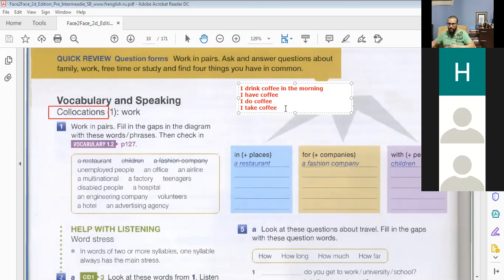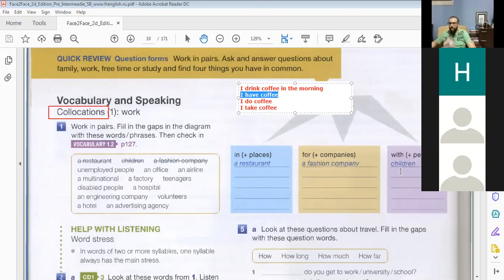And who thinks other answers? Who has another answer? What do you think? Don't be shy. We're just guessing here. I have, I think. Actually, correct. I have is the best one.